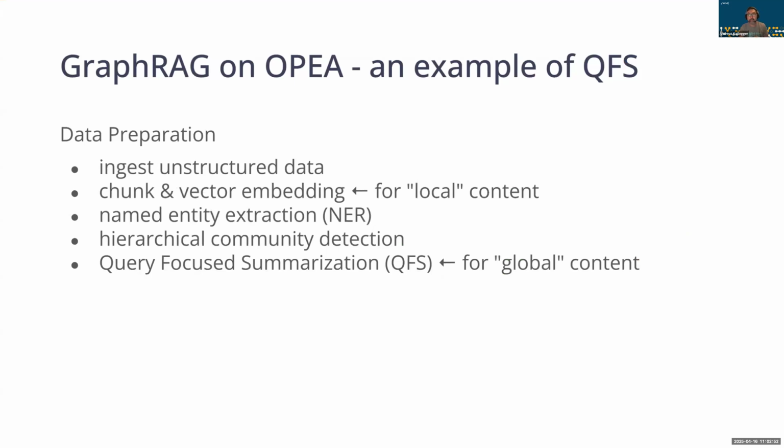So in this example that we have running on OPEA, that's what we've basically done. It goes through an entire data preparation pipeline that pulls in the unstructured data, does the chunking, does the vector embedding, and that gives you a local access for finding answers that are very fine-grained, that directly have reflected answers inside of the chunks. It then does some named entity recognition. It does this community detection that's finding the clumps within the graph that belong together, finds those communities, and does a summarization of those communities. That ends up being what's called the query-focused summarization. And that gets you global content that spans multiple chunks that's then available for answering questions.